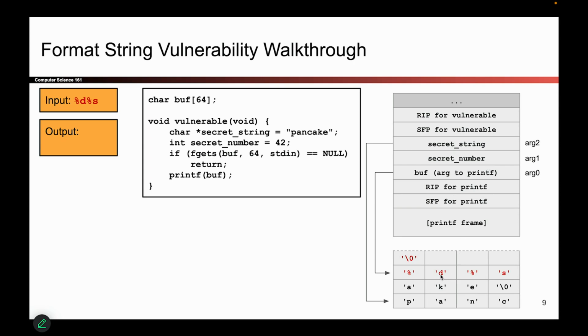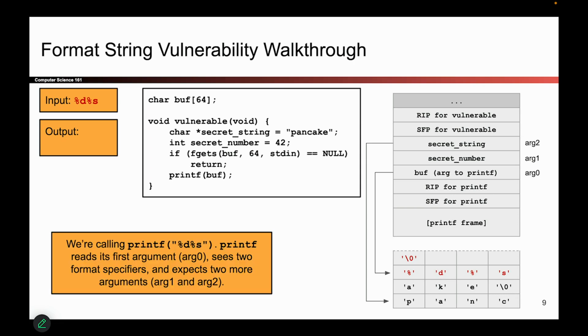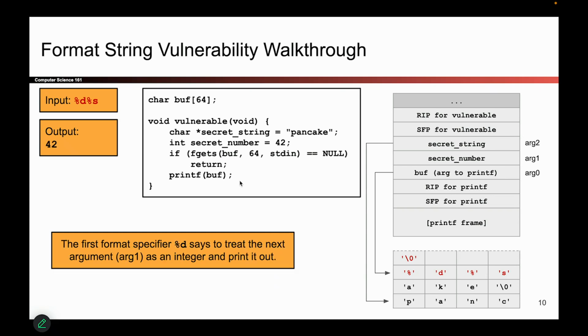So instead of printing out %d, we print out 42, because that happens to be the argument that matches up with the %d. So printf expects there to be 2 more arguments, but there actually aren't. So we're going to go look for those arguments anyway and potentially find some secret values to leak. So 42 gets printed. OK, what comes next?